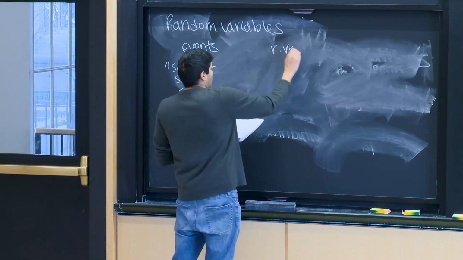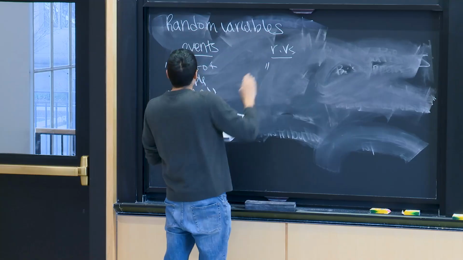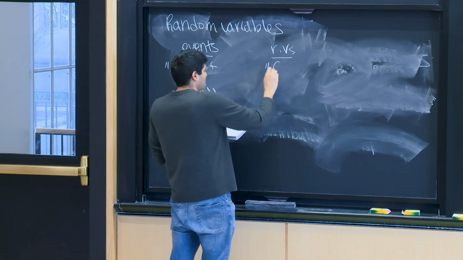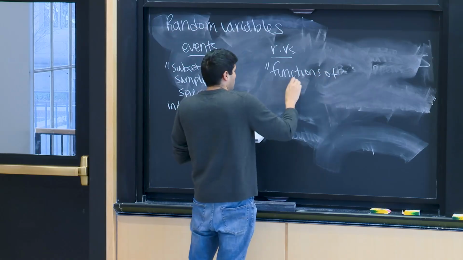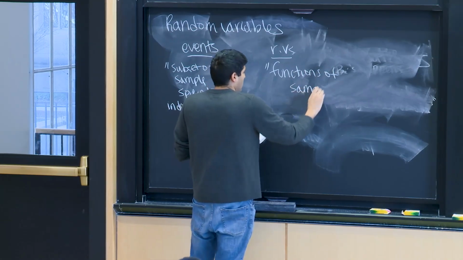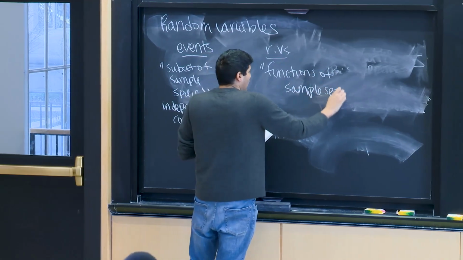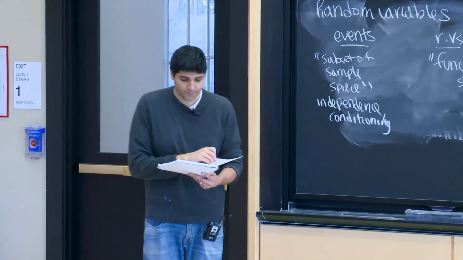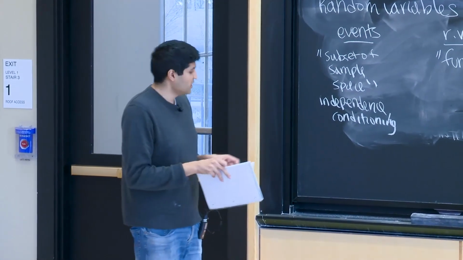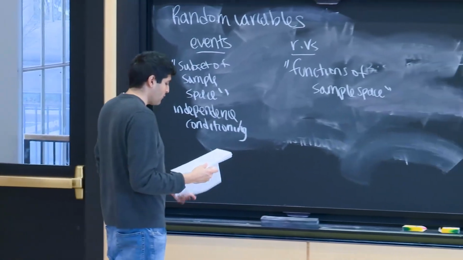And then random variables, instead of being a subset of the sample space, what they are is they're functions defined on the sample space. So what they do is they take an outcome and they ascribe to that outcome some real value, right? So this is the intuitive thing. Let's do the definition.